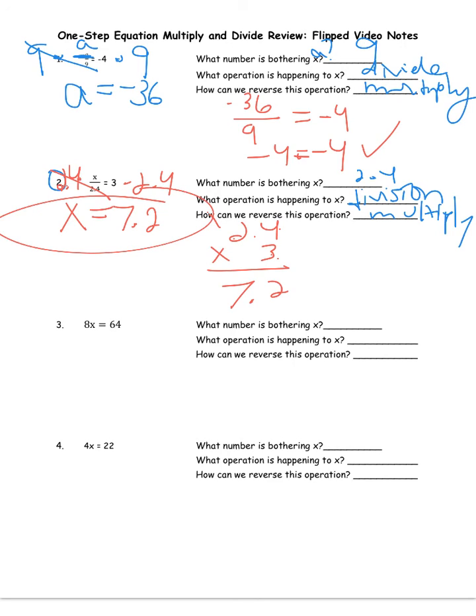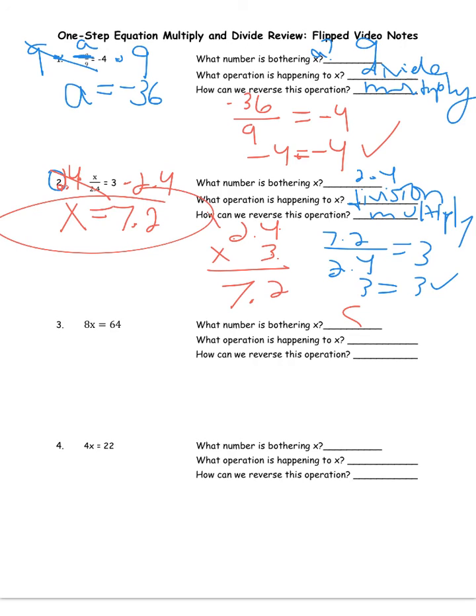And of course I want to check it. So 7.2 divided by 2.4 equals 3. And 7.2 divided by 2.4 is in fact 3. So we know we got the right answer. Okay, next problem. 8x equals 64.